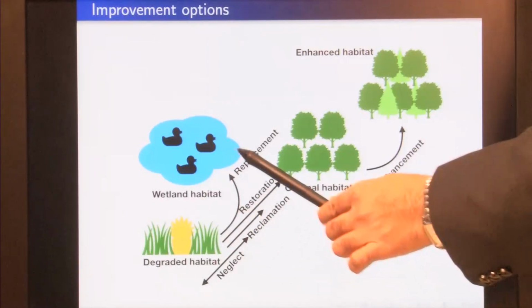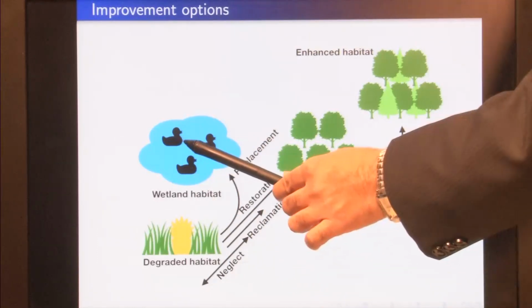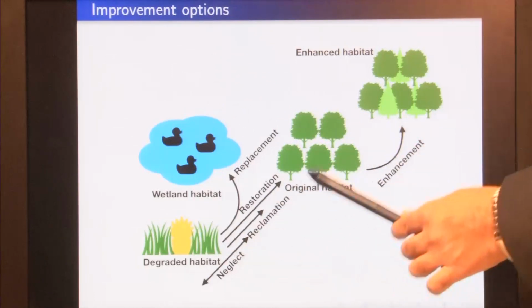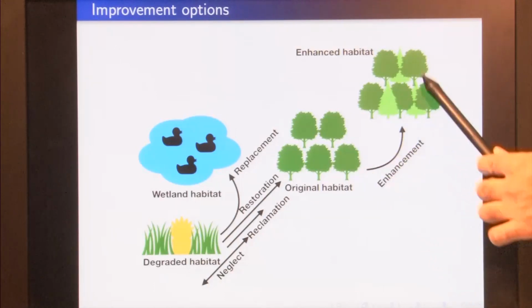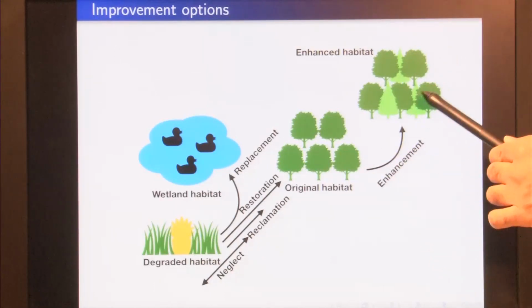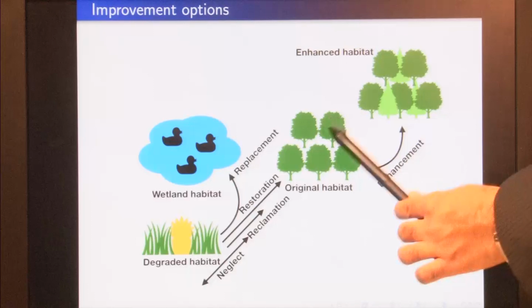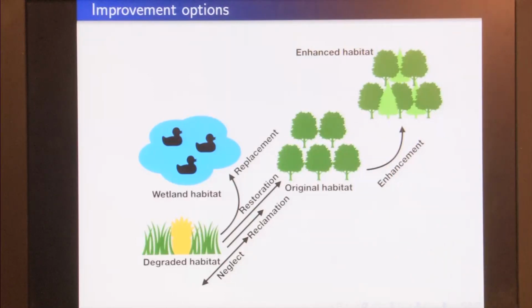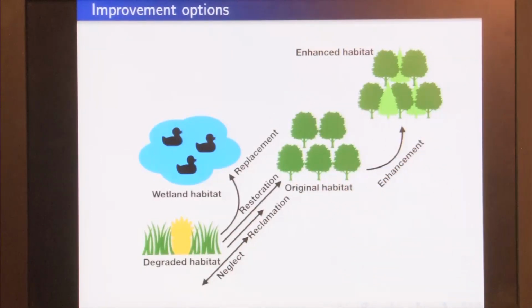Or else we could convert it through replacement into a wetland habitat. So, essentially in place of forest, we have now created a wetland which can be used by birds. Once we have reached the original habitat, we could even go for enhancement. In the case of enhancement, we would plant certain other species of trees here, and this would lead to an enhanced habitat. This could also involve creation of more ecotones, in which we have more structural diversity of trees. So, in place of the original habitat which had only one sort of habitat, we could create a mixture of habitats. That would be called an enhanced habitat, and this process would be called enhancement.